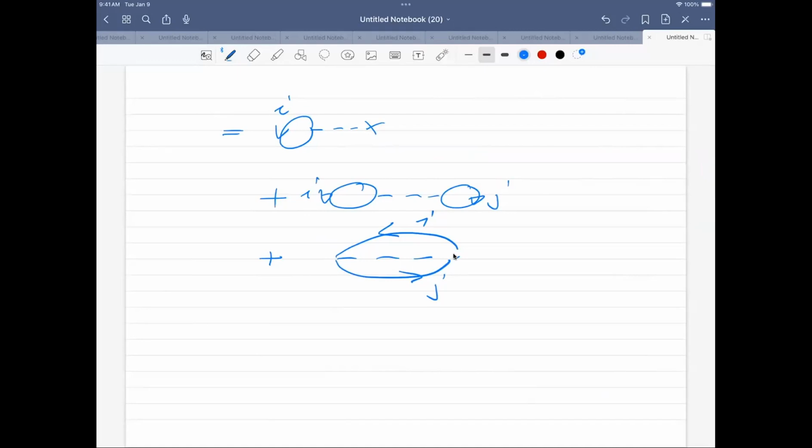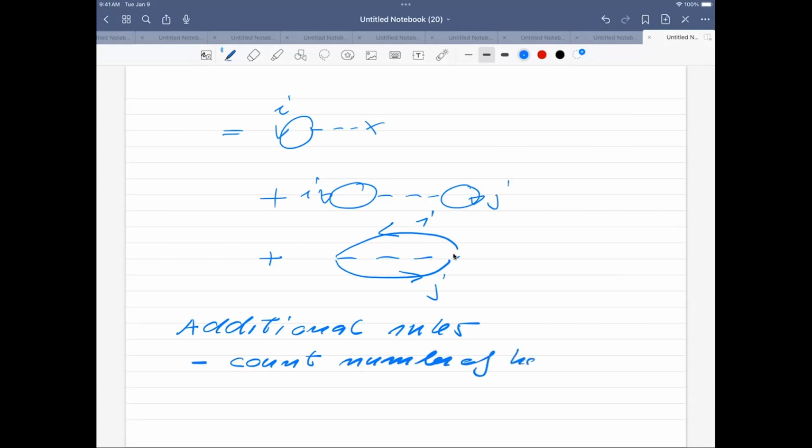So what we are going to get now are additional rules due to the fact that we have holes. So we need now to count the number of hole lines, and that is going to be labeled by NL. And then we need to count the number of closed loops.